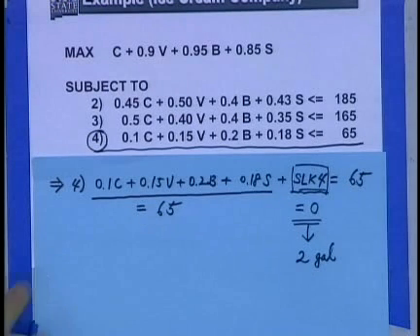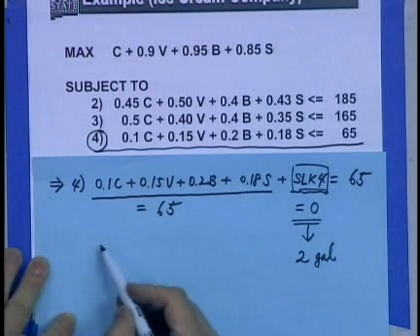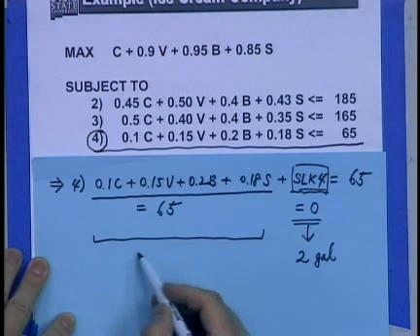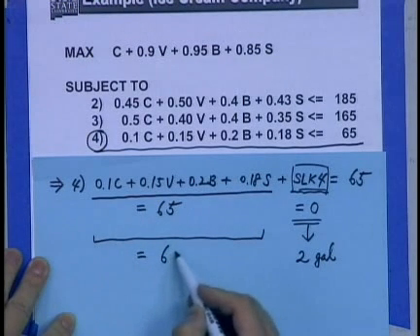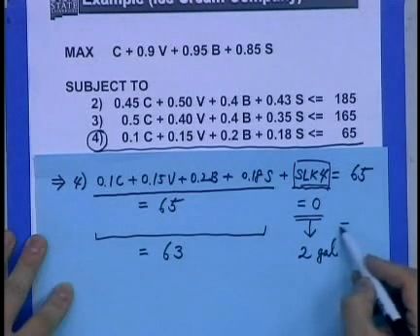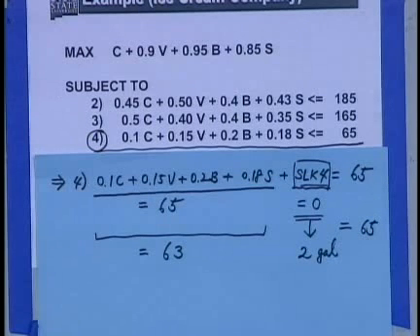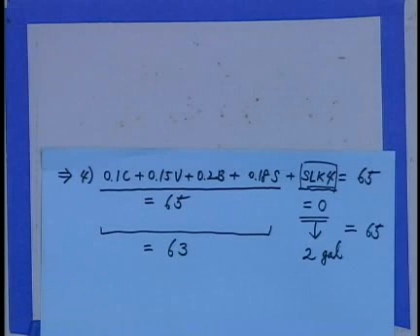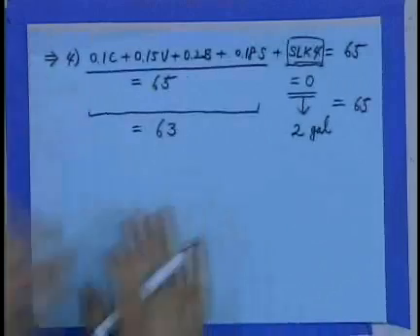So the revised solution would be this whole part becomes 63, right? To maintain the equality. Is that correct? Okay, then what's next?